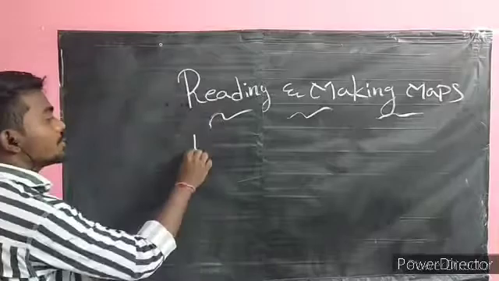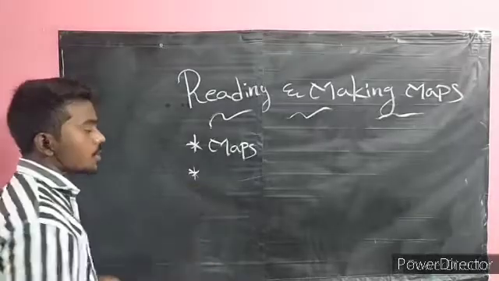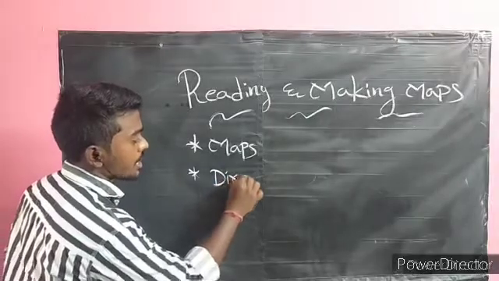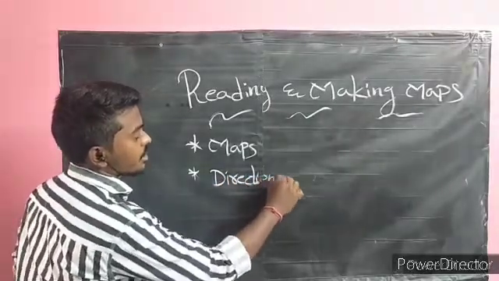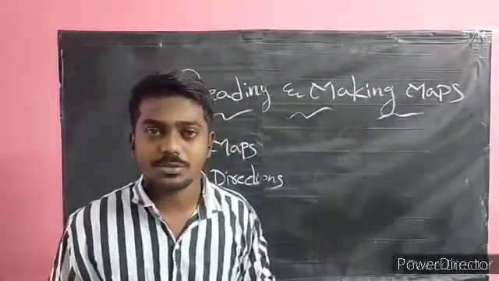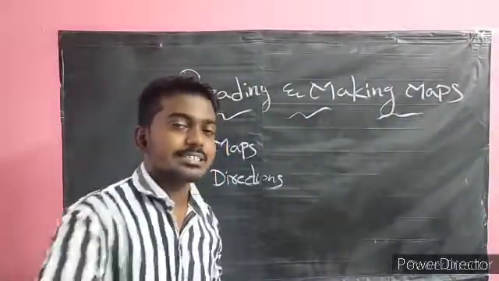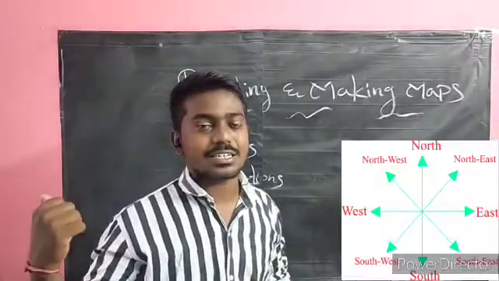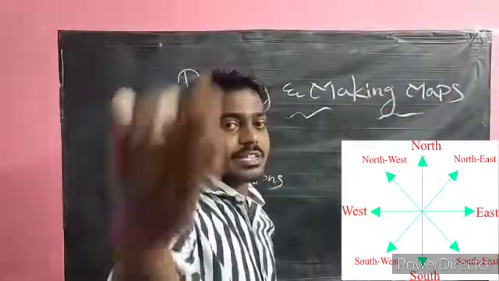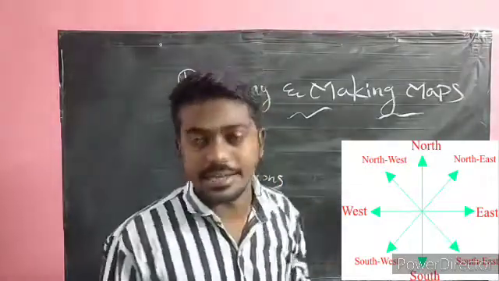First I told about the maps, and next I told about the directions. I told about east, west, north, and south. The sun rises in the east and sets in the west. By facing the east, the right hand side is called south, and the left hand side is called north.